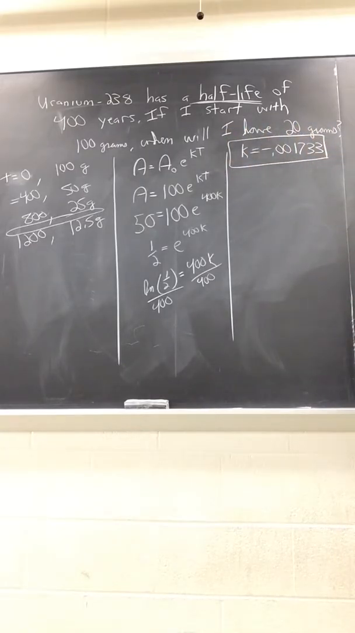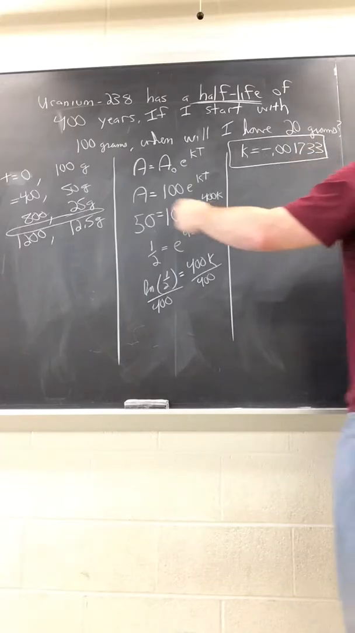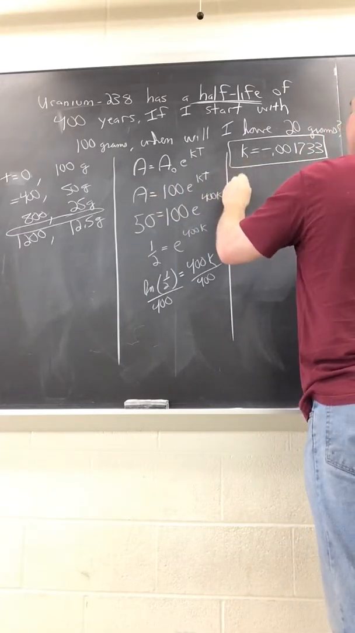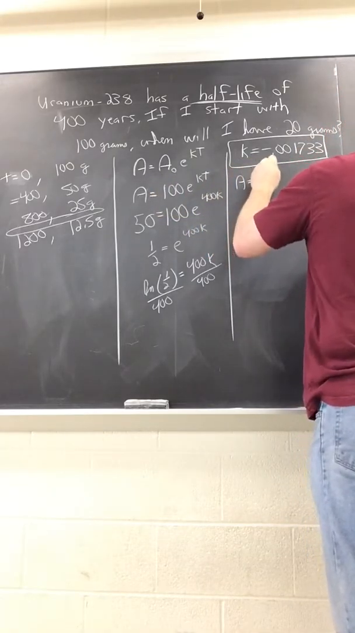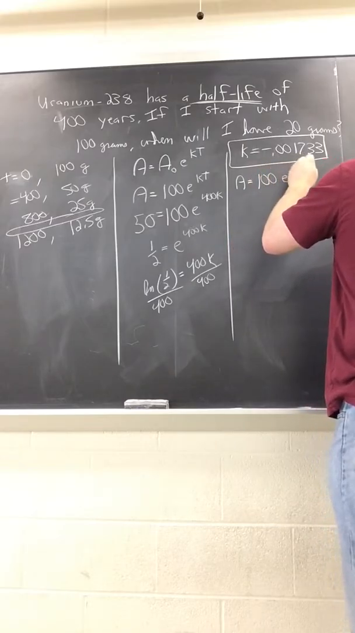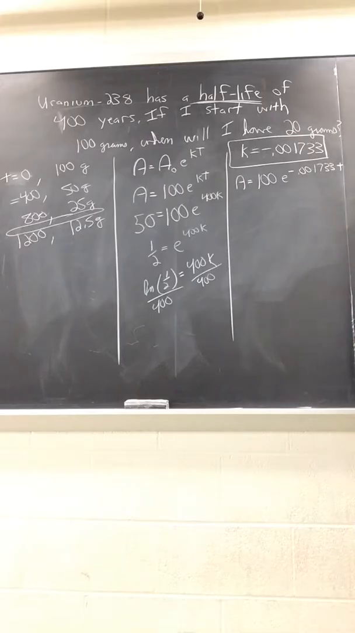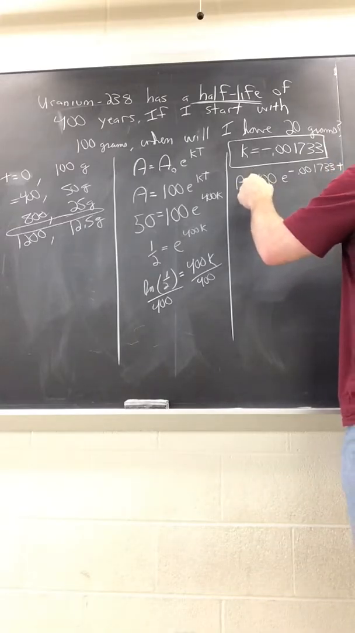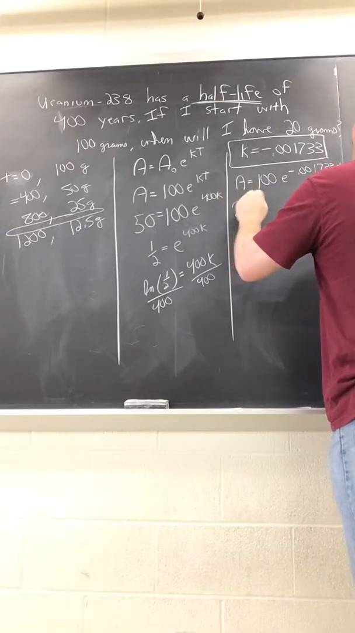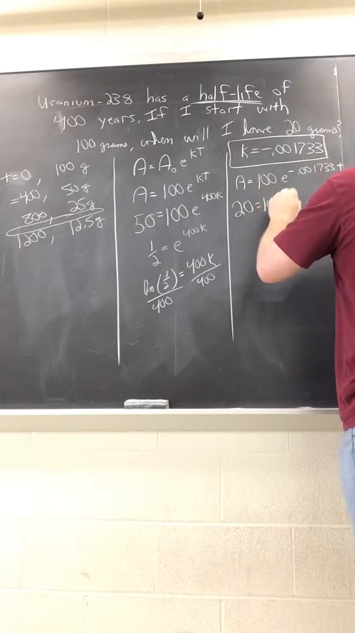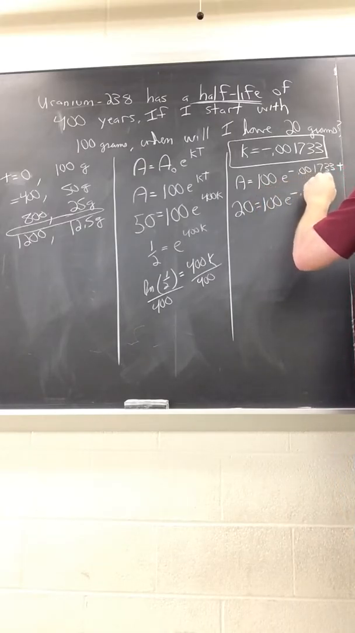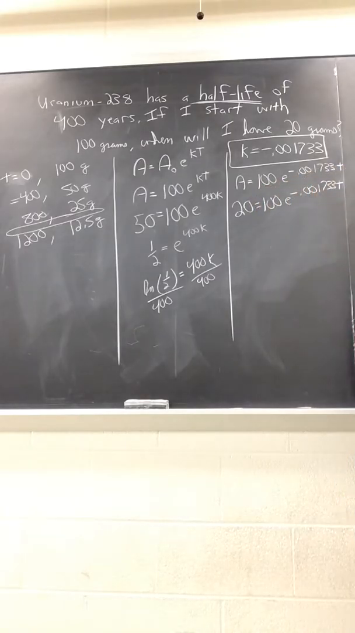Now I'm right back where I was in the problems we did before. Take my original equation and plug in k. A equals 100 e to the negative 0.001733t. And solve the question I want. When will I have 20 grams left? I'm looking for time when I know A is 20. So 20 equals 100 e to the negative 0.001733t. And do all the same algebra we did right there.